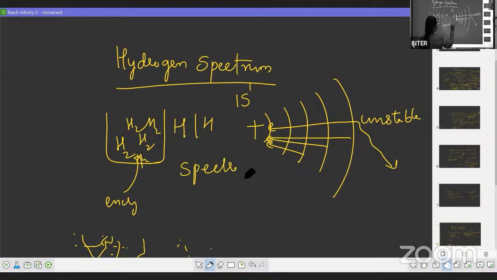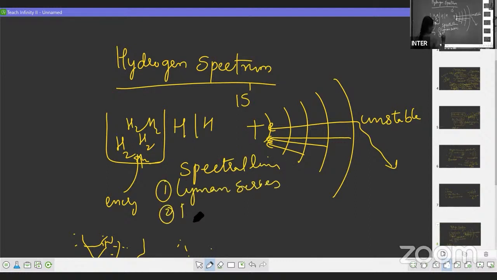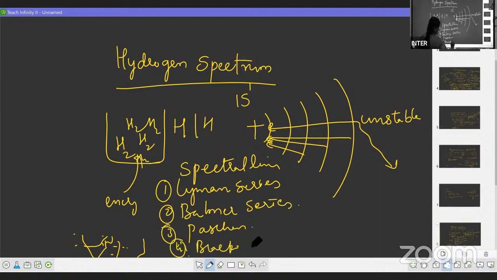4 different spectral lines are formed. So what are they? First one is the Lyman series. Then second one is Balmer series. Third one is Paschen series. Fourth one, Brackett series. And fifth one is Pfund series.